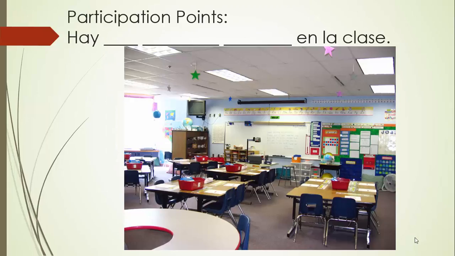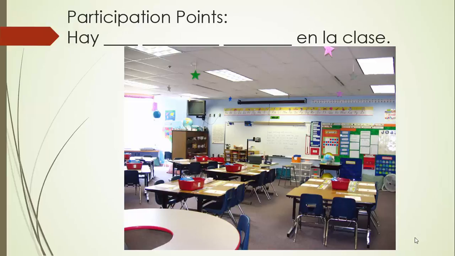And finally, more participation points for this activity video. You have a picture, and I want you to write at least 10 sentences describing the things in this picture. And I have given you a model. Hay, that word is pronounced I. It either means there is or there are. Okay? So, here's your model.